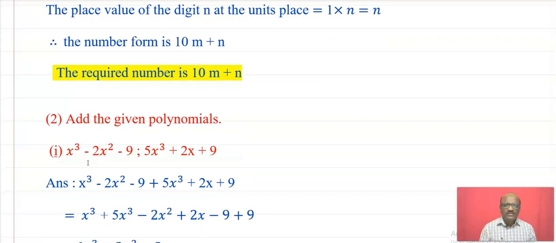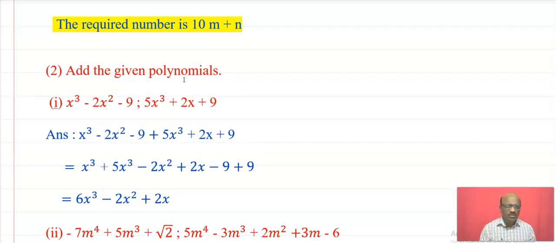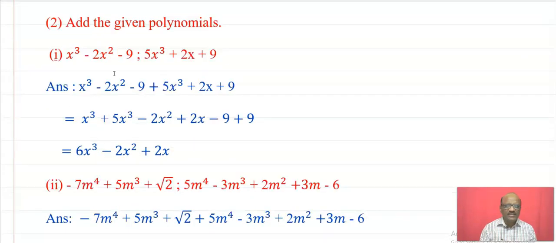Now next is add the given polynomials. The first is x cube minus 2x square minus 9. Second is 5x cube plus 2x plus 9. Addition of both, that is x cube minus 2x square minus 9 plus 5x cube plus 2x plus 9.